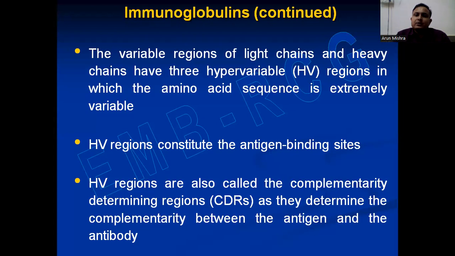The variable regions of the light and heavy chains have three hypervariable or HV regions in which the amino acid sequence is extremely variable. The hypervariable regions constitute the antigen binding sites. The hypervariable regions are also called the complementarity determining regions or CDRs, as they determine the complementarity between the antigen and the antibody.